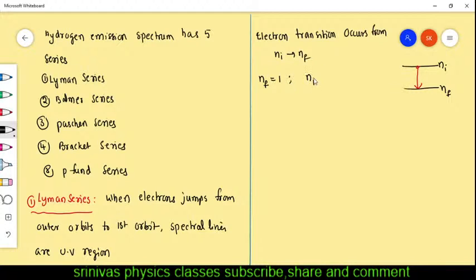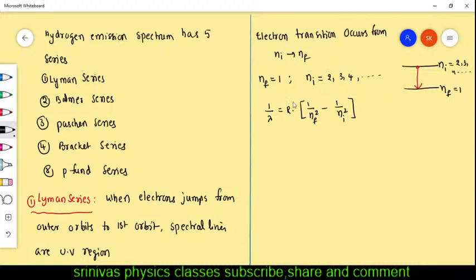What is the value of Ni? Transition should occur to the first orbit, but what should the initial be? 2, 3, 4. Transition occurs from higher orbits. That's why we write here 2, 3, 4, and so on. In this case, to find the wavelength of emitted radiation, there is one formula: R into 1 by Nf square minus 1 by Ni square. We derived this formula in the last class, right?